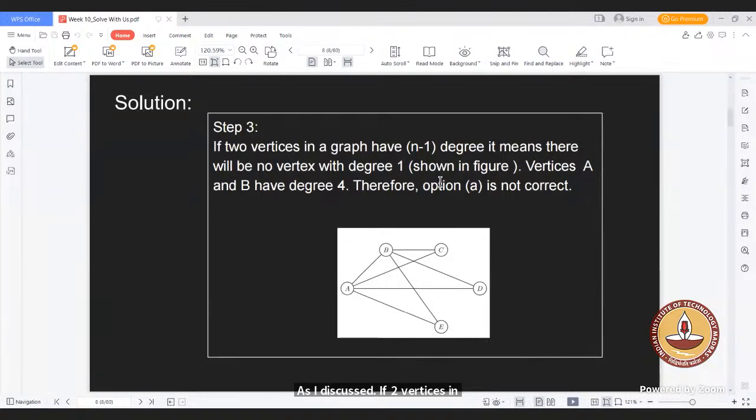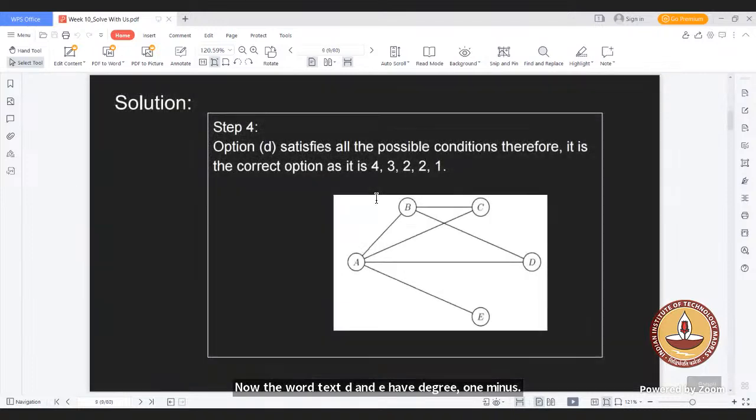Okay. So vertices A and B have degree 4. Therefore, option A is also incorrect. Because in option B, the vertices D and E have degree 1, so that option is also incorrect. So the only possible answer is option D. Okay, can we move to the next topic now?